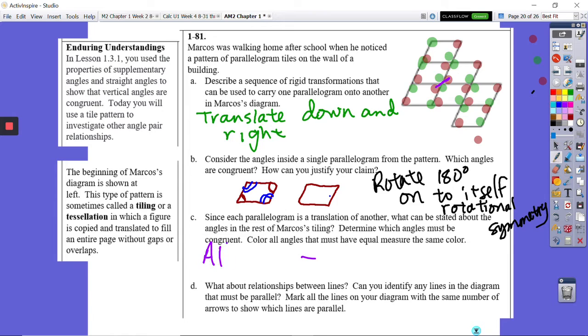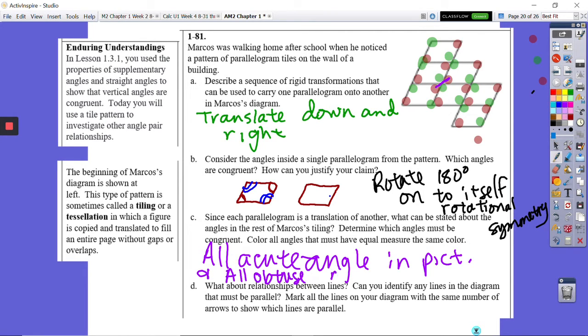So I'm going to write that down. All acute angles in picture and all obtuse angles in picture. And this, by the way, is how you write an ampersand by hand.